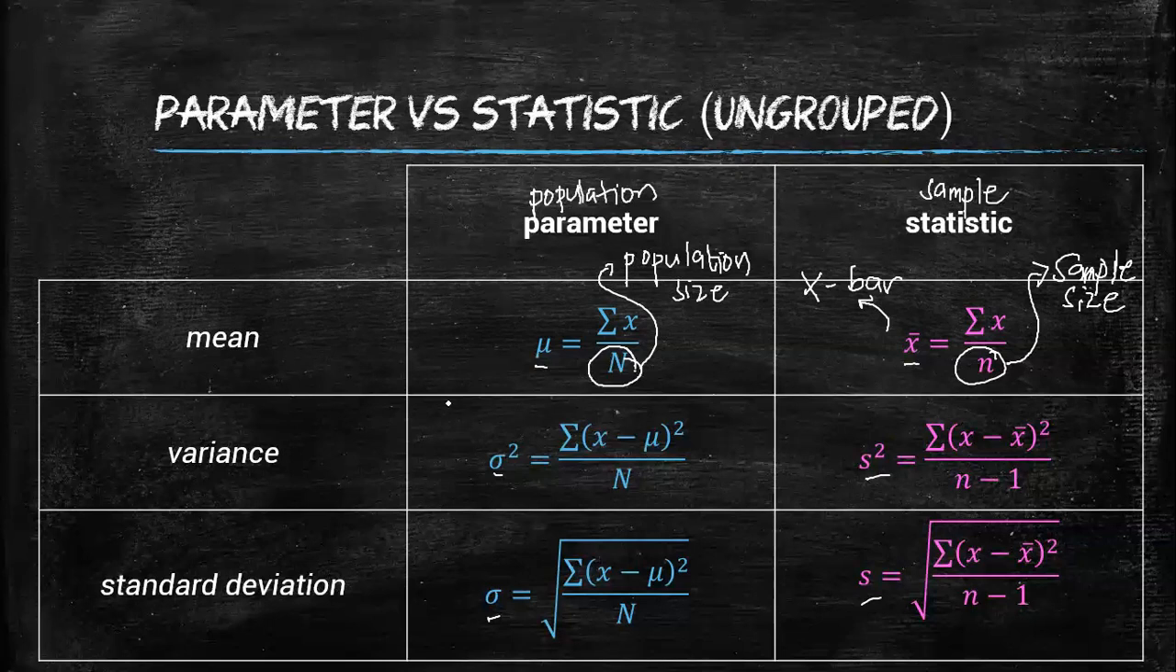Okay. So variance na po tayo. Sa variance po, tignan natin yung kaibahan. The formula for the variance is sigma squared is equal to the summation of x minus mu squared over N. Sa kabila naman is may minus 1 sa denominator.